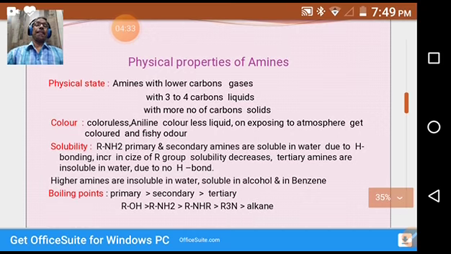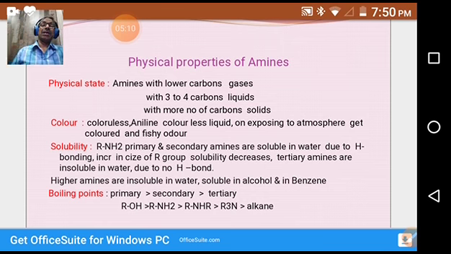Coming to the physical state. Amines with lower carbons exist in gaseous phase. Whereas 3 to 4 carbons, that means propylamine up to butylamine, exist as liquids. When the number of carbons in R increases, they exist as solids. So lower amines, like methylamine and ethylamine, exist in the gaseous state.